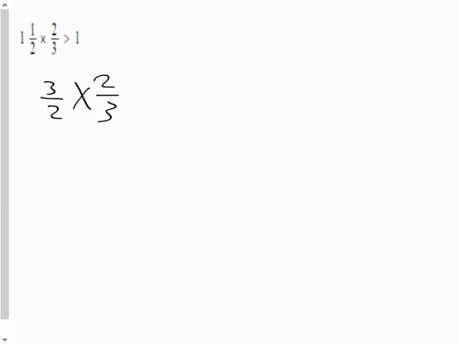Now, some very smart people realize pretty quickly that 3/2 and 2/3 are the reciprocal of each other. And they learned early on that if you multiply a fraction by its reciprocal, you always get the answer 1. But we're just going to work it out anyway. 6/6 is the answer, which of course is equal to 1. And since 1 is not greater than 1, we say false. 1 is actually equal to 1, not greater than 1.